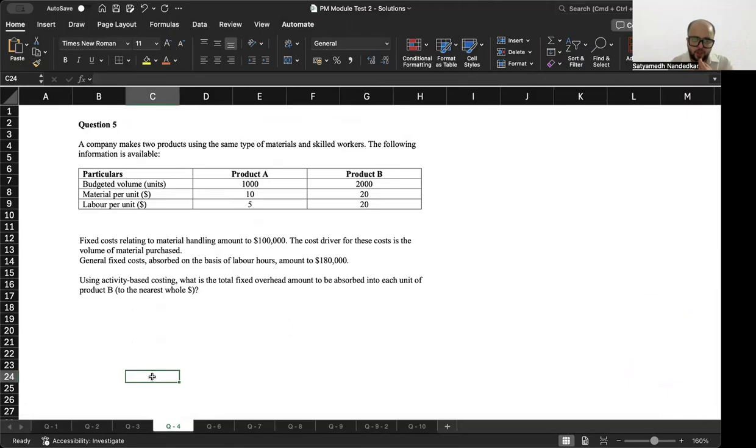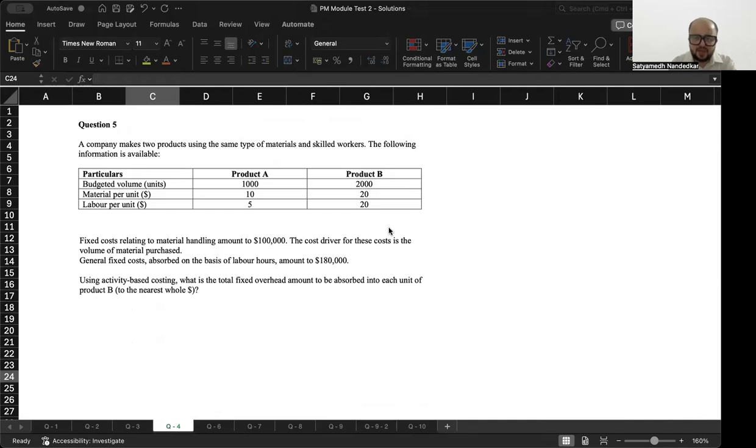A company makes two products using the same type of material and skilled workers. The following information is available. Budgeted volume, material per unit, labor per unit. Fixed cost relating to material handling is 1 lakh. The cost driver for these costs is the volume of material purchased. General fixed overheads absorbed on the basis of labor hours are 1,80,000. Using activity based costing, what is the total fixed cost? What is the total fixed overhead amount to be absorbed into each unit of product B? The budgeted volume for product A and product B is given to you.